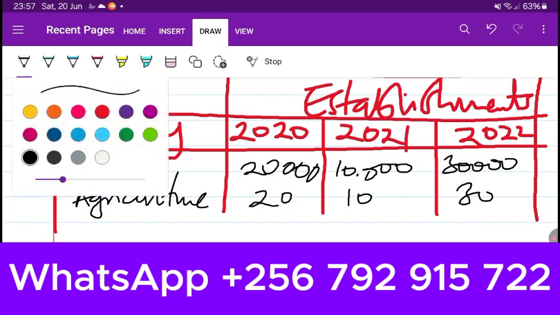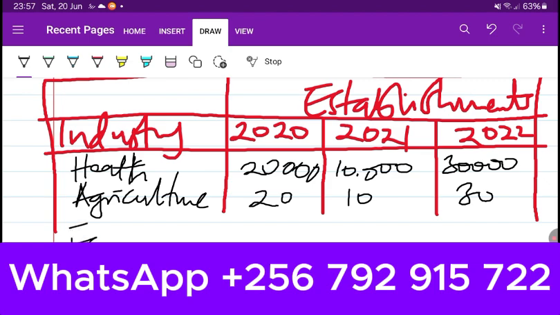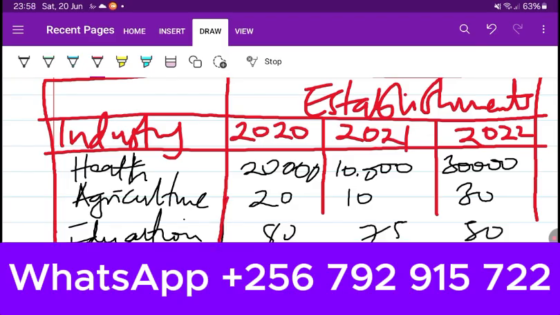Of course, we can add in maybe some other industry. We can also add in education. And maybe education had 80. This is maybe 75. This is maybe 50. Of course, we can close off the table.